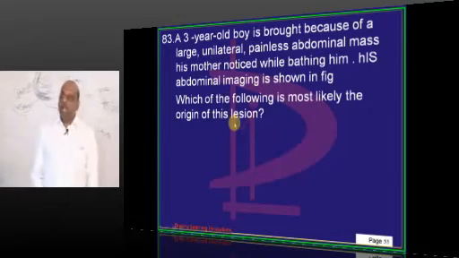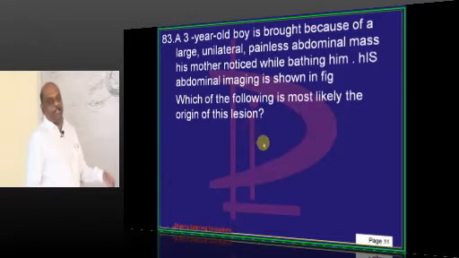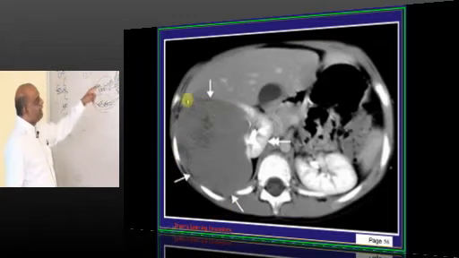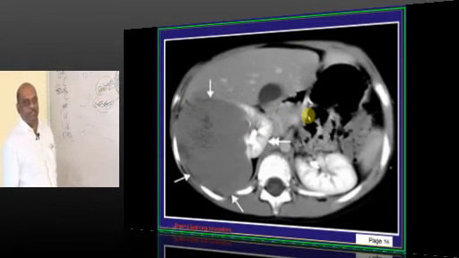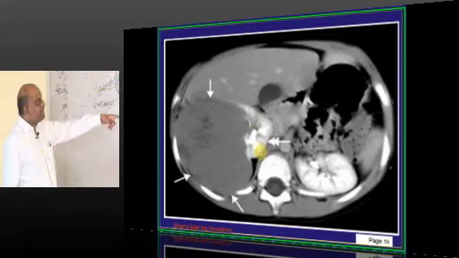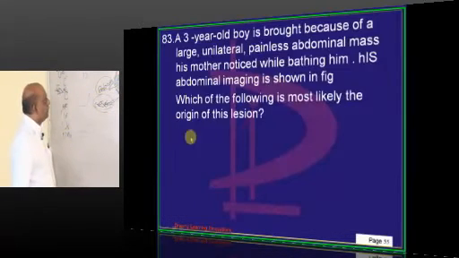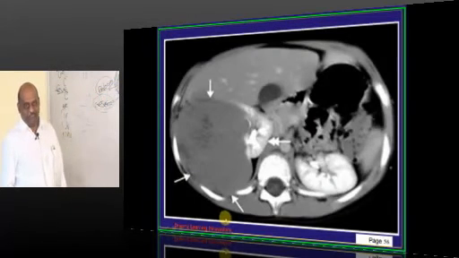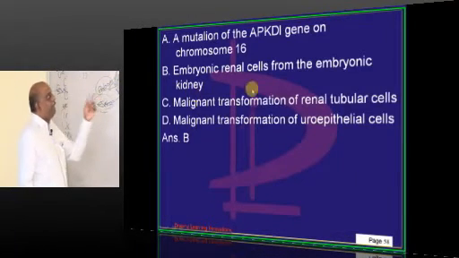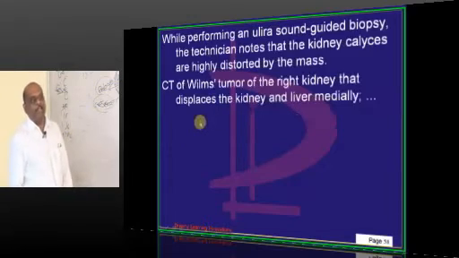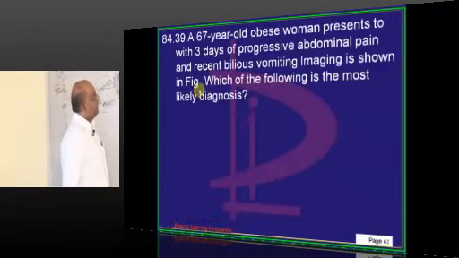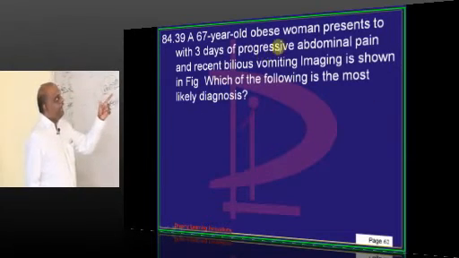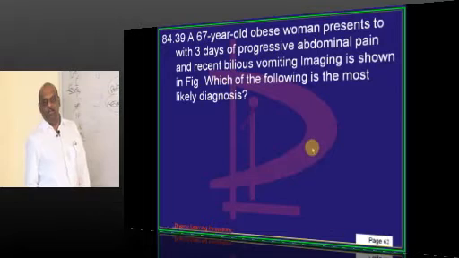3-year-old boy, large unilateral painless abdominal mass his mother noticed while giving a bath. The abdominal imaging is showing typically the renal mass which is compressing the adjacent structures. And the renal calyceal system also got compressed. So, what is the most likely origin of this tumor? Which tumor is it? Wilms tumor. So, embryonic renal cells from the embryonic kidney are the source of the origin of the Wilms tumor, is what needs to be remembered.